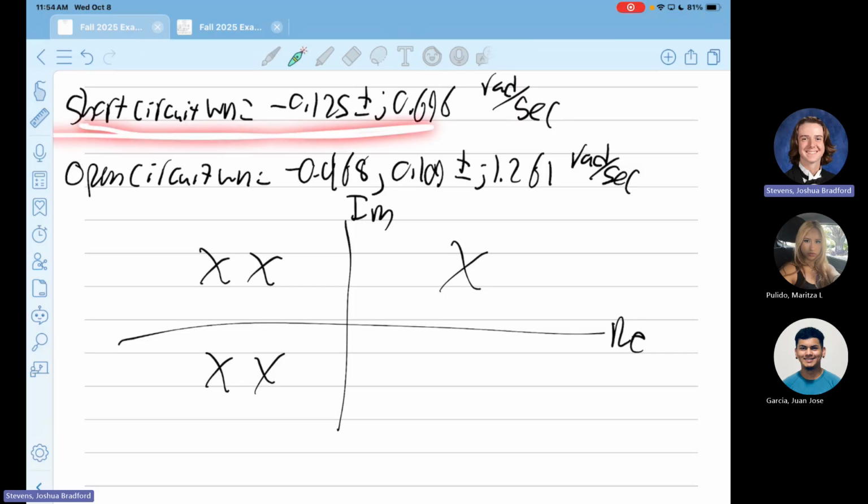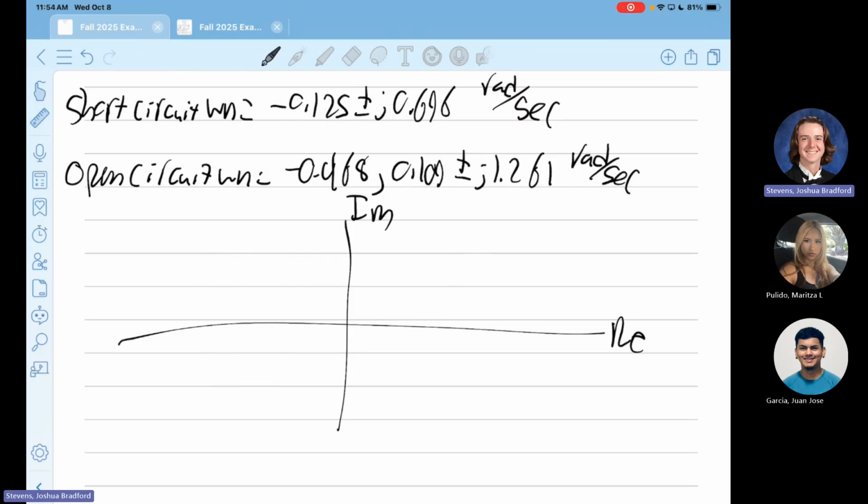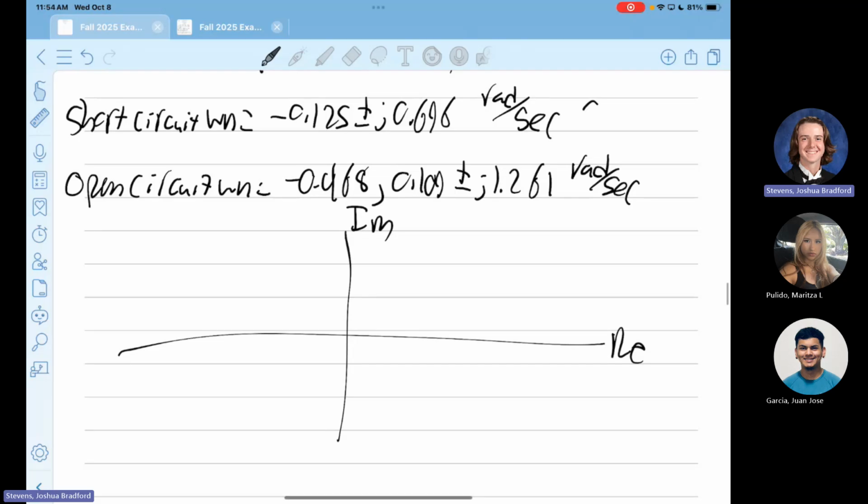First question, or first roots, better word. You have negative 0.25, or I'm sorry, 0.125 plus or minus 0.696. What is that? Is that positive, negative? Is it on the left? Is it on the right? Are they both on the left? Okay, cool. Stable.